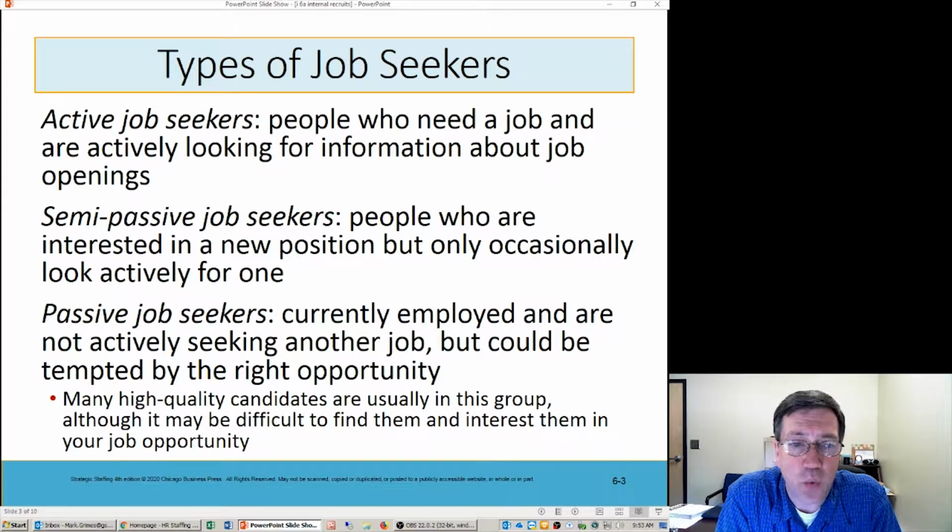Active job seekers are people who realize they've got to have a job. Maybe they're already working somewhere, but it's not what they're looking for, and they're really trying hard to find something better. They're out actively applying, sending resumes, filling out applications online, networking, and looking for information about job openings. Now, what does that mean to you as a candidate?